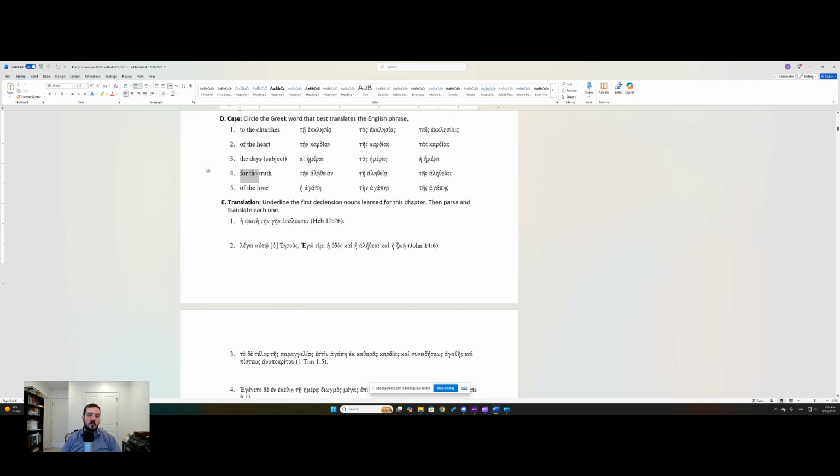So we know for the. Well, which case is that? What case are we being told to look for here? We're being told to look for a dative, right? We know it's a dative. We know it's not a genitive, accusative, or nominative. There's only one dative here in the stack, right?